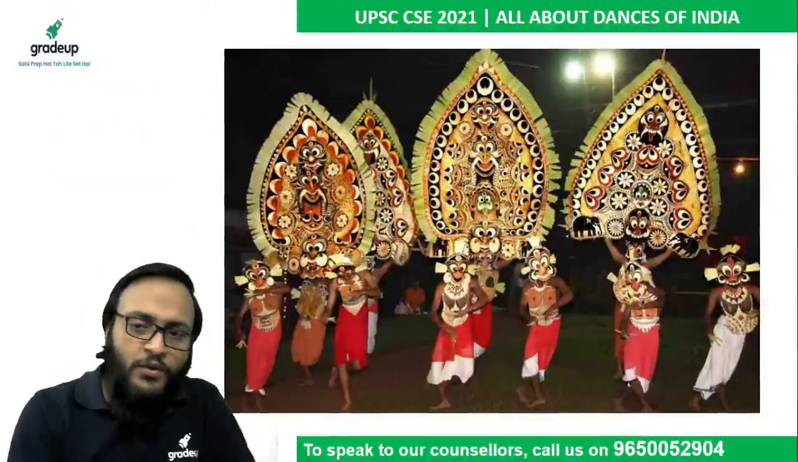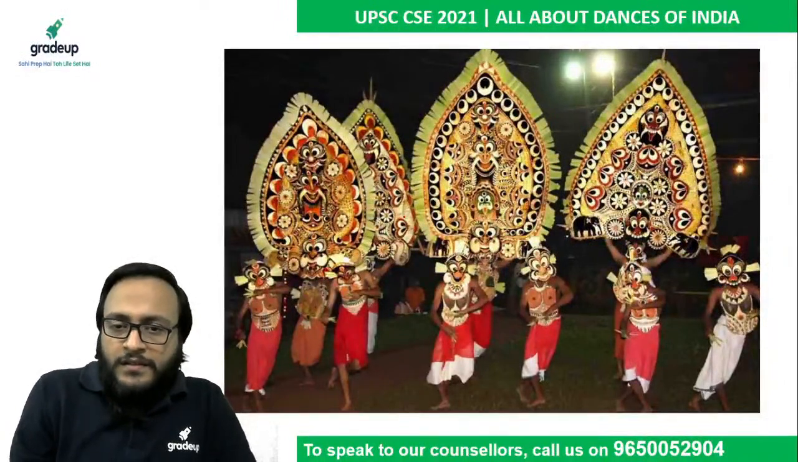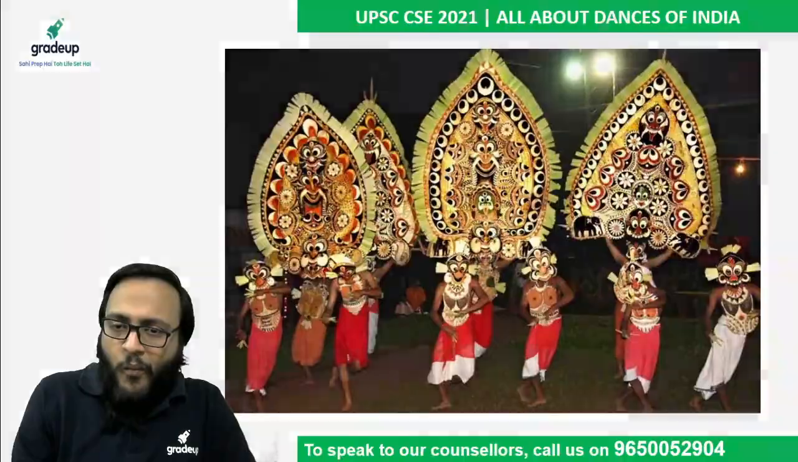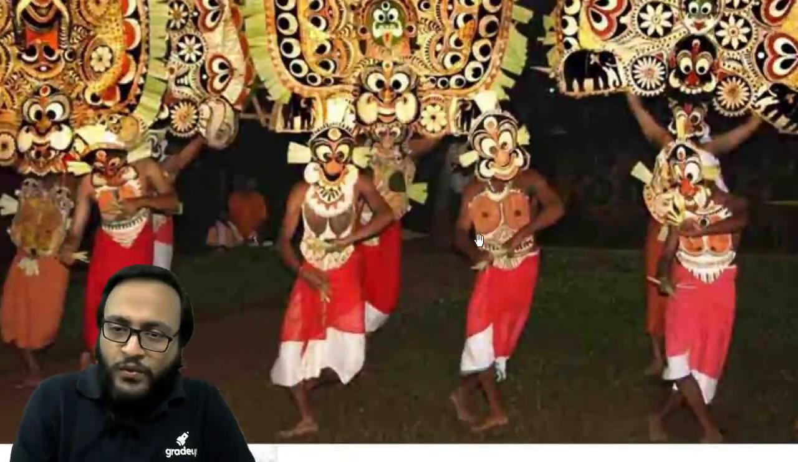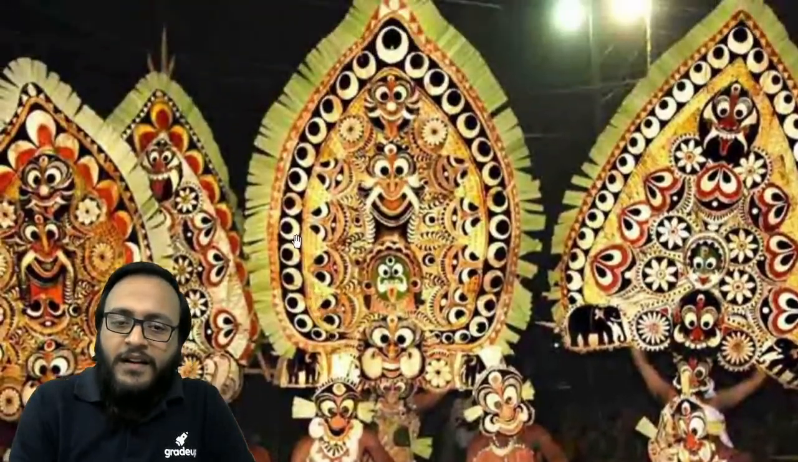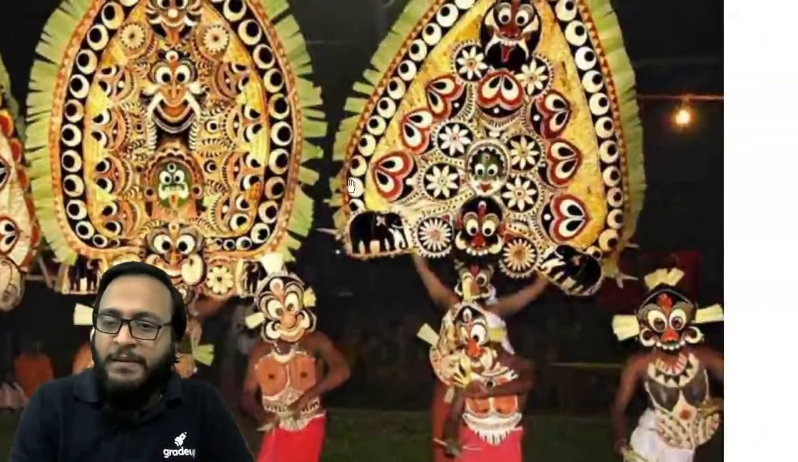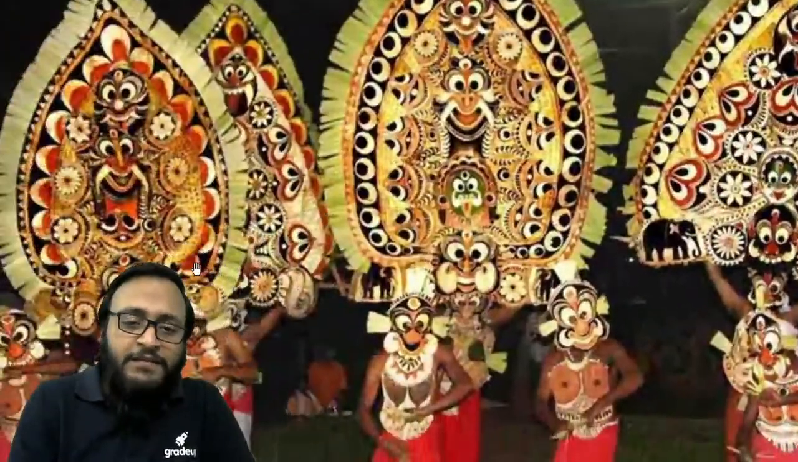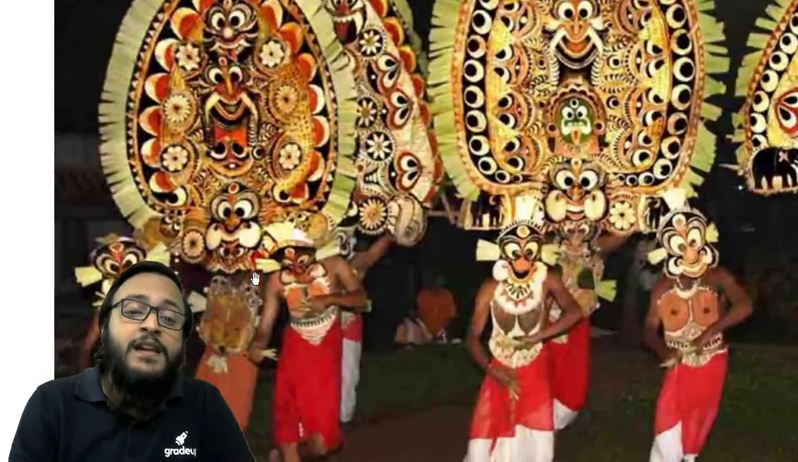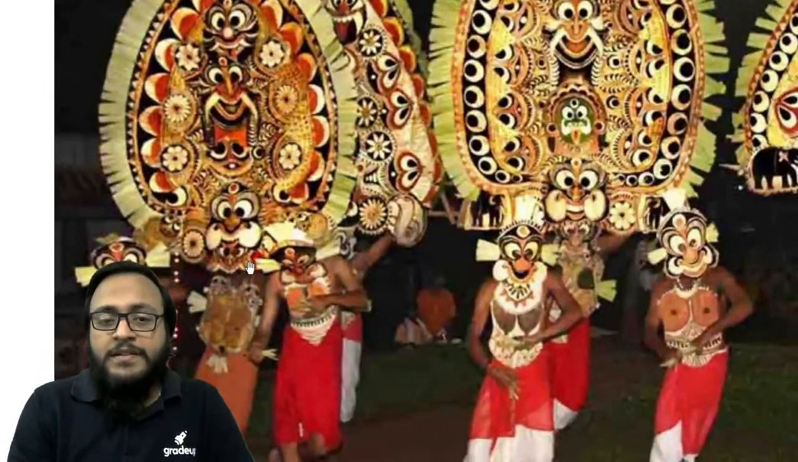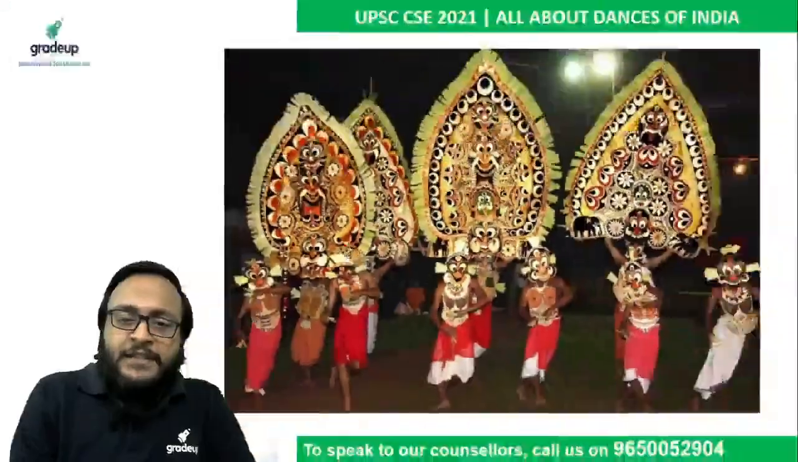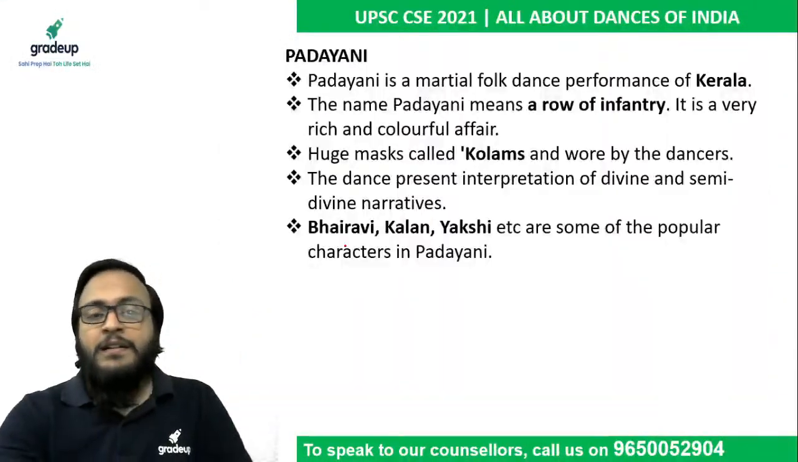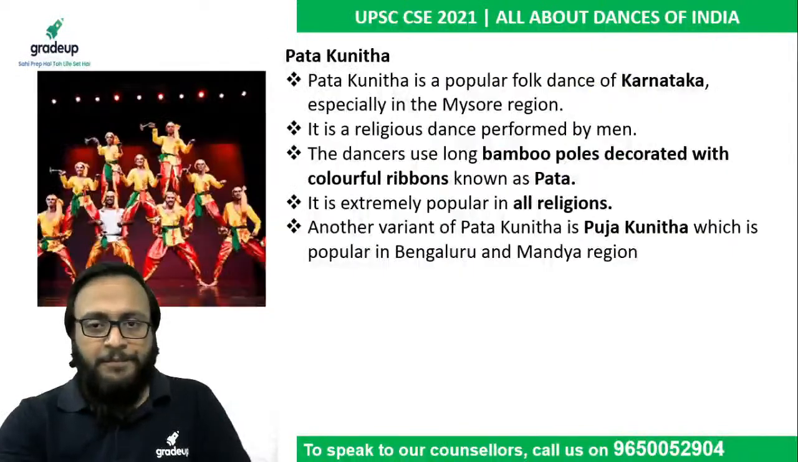And look at this, guys. The huge mask called Kollam, right? Huge mask. Look at this one. And look at the headgear of that. Unimaginable type. So they are wearing the mask and others are behind them, lifting up the headgear, and it looks as if they are wearing it on their head. All right. But it is lifted by the performers behind. So that is about the Padayani folk dance of Kerala.